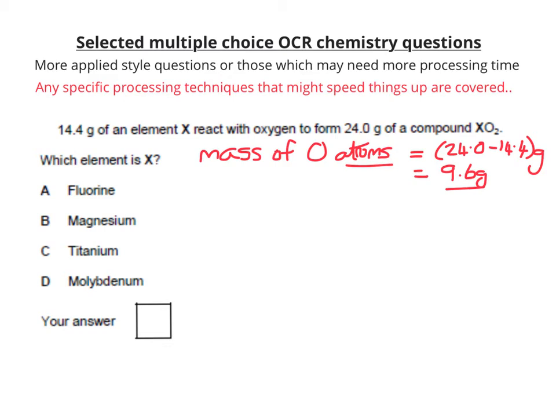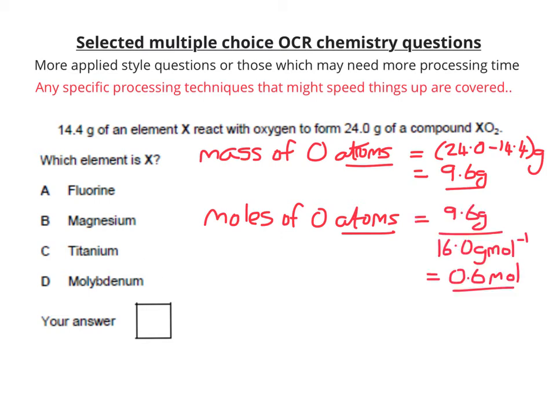Now we need to work out how many moles of oxygen atoms we've got. The reason I keep underlining atoms is because you'll notice in the compound it's XO2. Now O2 could be easily mistaken for oxygen molecules, couldn't it? The diatomic oxygen, which will lead us down the wrong direction. So what we need to do is to focus on the fact that it's oxygen atoms and it's just coincidental that there happens to be two of them. So that gives us 0.6 moles.